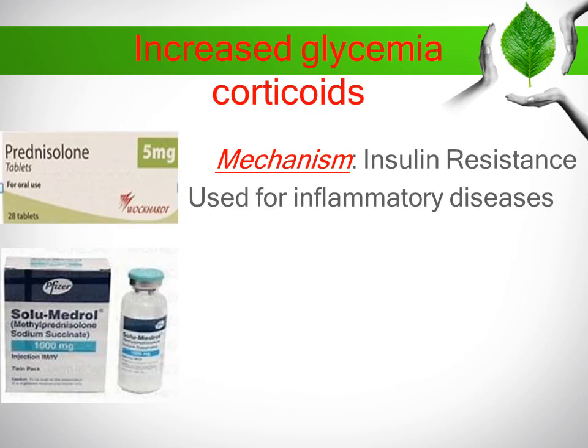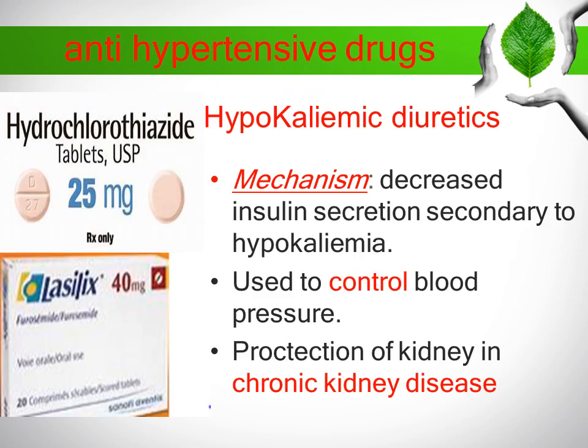So now we are going to see medications that increase glycemia, and the first one is corticoids. The mechanism involved is insulin resistance, and you have to know that corticoids are used for inflammatory diseases, whatever the site of the inflammatory process. We also have drugs used against high blood pressure, hypokalemic diuretics.